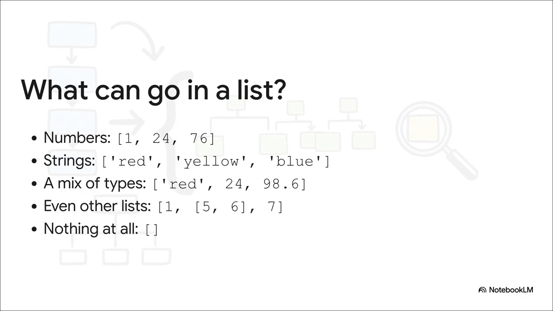So what can you actually cram into one of these lists? Well, the answer is pretty much anything. Seriously, you can have a list of numbers, a list of strings, you can get crazy and mix different types all in the same list. You can even put a list inside another list. It's this incredible flexibility that makes lists the absolute go-to tool for so many developers.